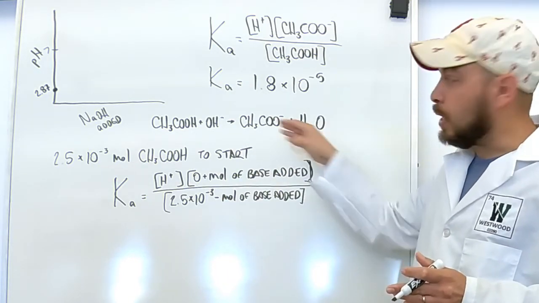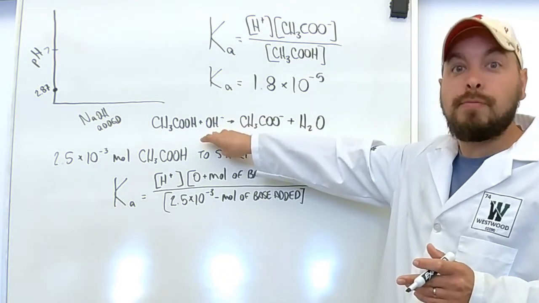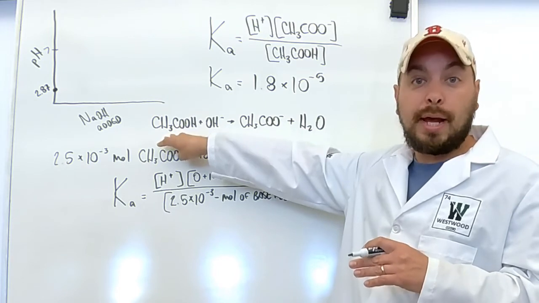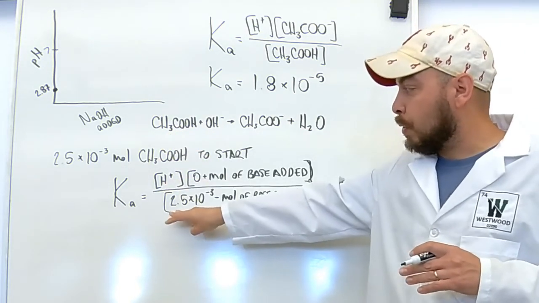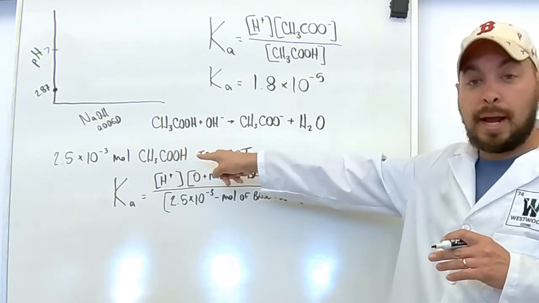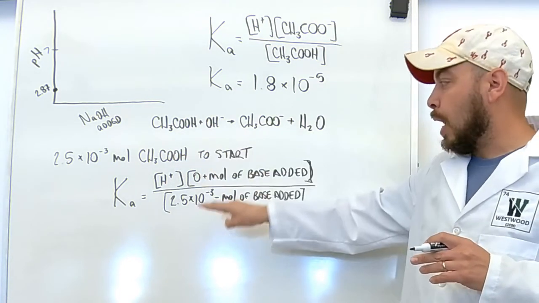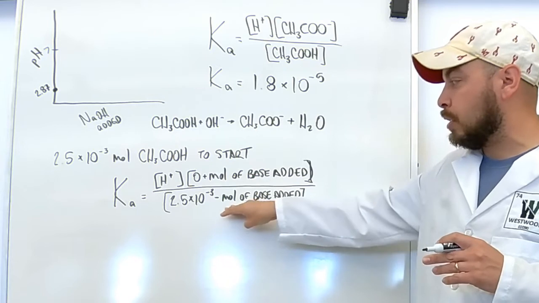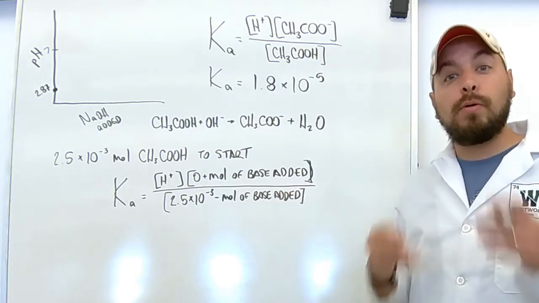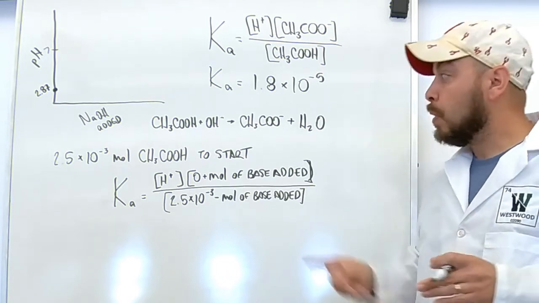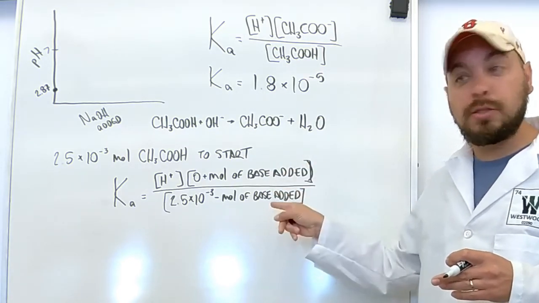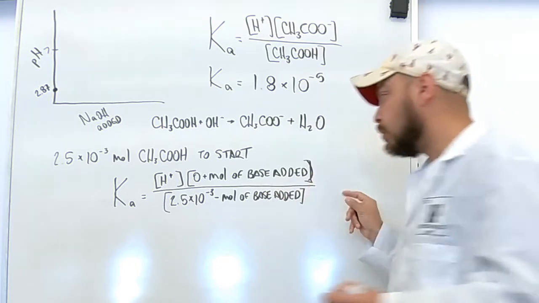Second thing to understand is that every single mole of my strong base that I add removes 1 mole of my original weak acid. So what we have here is 2.5 times 10 to the negative third, which is the number of moles of my weak acid that I started with, and I'm going to subtract the number of moles of base that I added. Halfway to equivalence point means that I've added 1.25 times 10 to the negative third moles of base. So what I'm going to do is plug that in now.